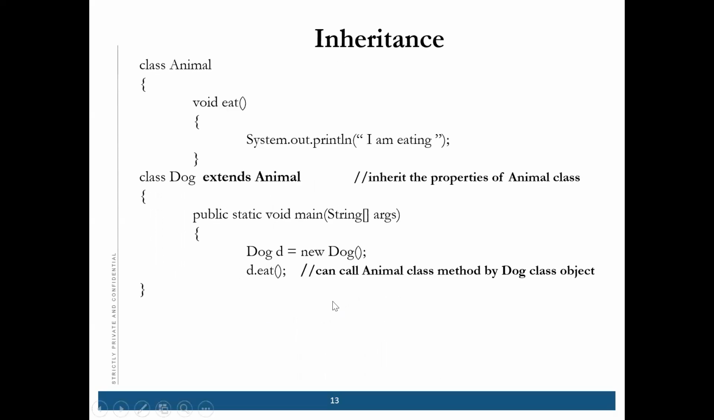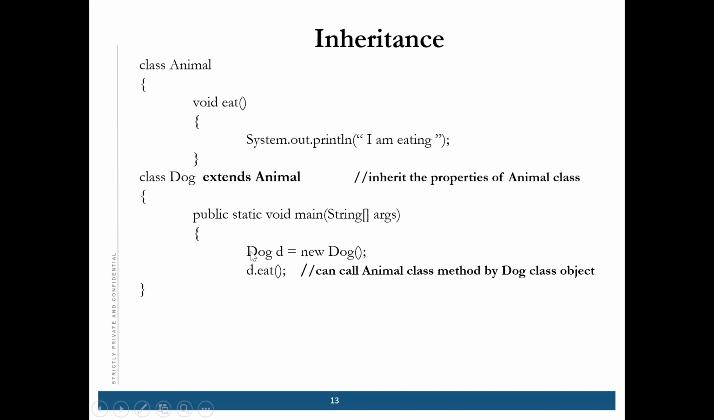Okay, so suppose I wanted to inherit this method. Then what I will do is create one class, Dog, and extend the Animal class. So we are inheriting the properties of the Animal class in the Dog class, and then we will create one object and call this method. Then we can call the Animal class method by the Dog class object.